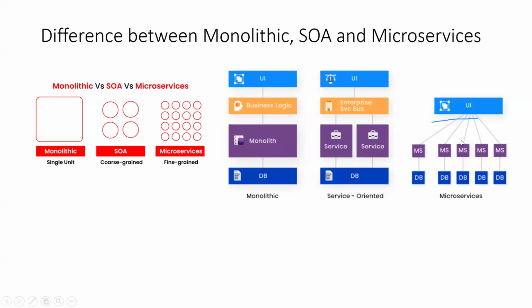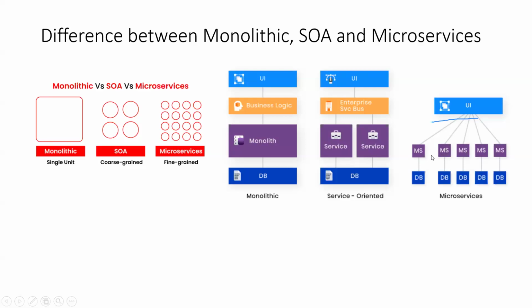So look at this one diagram. Whenever the UI receives the request from the user, based on availability, it will route the request to the respective microservice. For example, if it is a login request, it will route to the login microservice. If it is an order, it will route to the order microservice. If it is notification related, it will route to a different one.